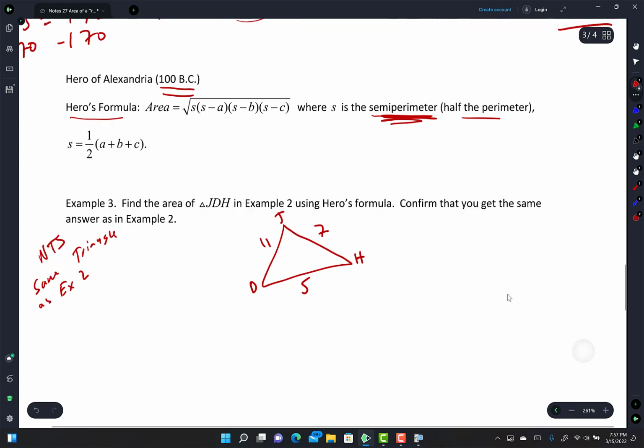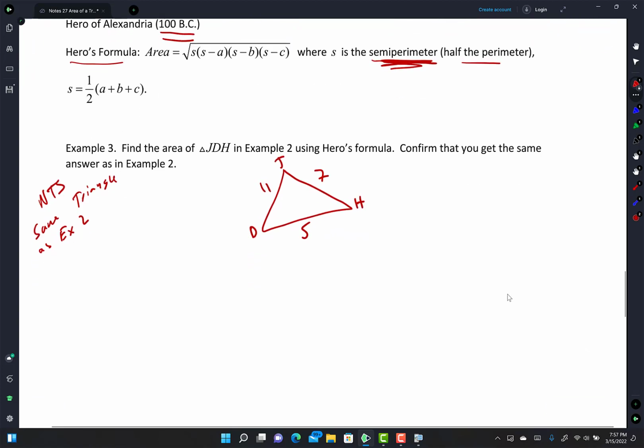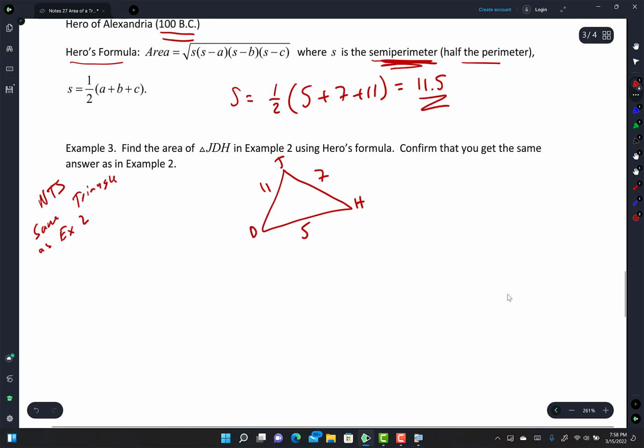711.5. All right. So first I'm going to find my semi-perimeter. S equals half of, I guess we'll go from smallest to largest, 5 plus 7 plus 11. 11 plus 7 is 18. 18 plus 5 is 23. 23 divided by 2. Well, 22 would have been 11, so 11.5. I don't think I need a calculator for that. Yeah, we're good. So S is 11.5, and we're going to use this formula.